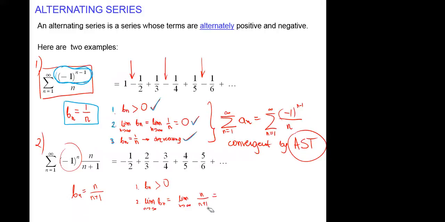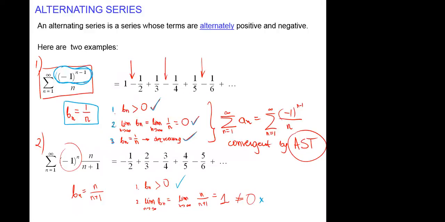N over n plus 1 at infinity. We do have the same degree of the polynomial, n. If it's the same degree, we can take the ratio of the leading coefficient, which is 1. That's 1, and 1 is actually not 0. That means I did satisfy this one, but I do not satisfy that condition.